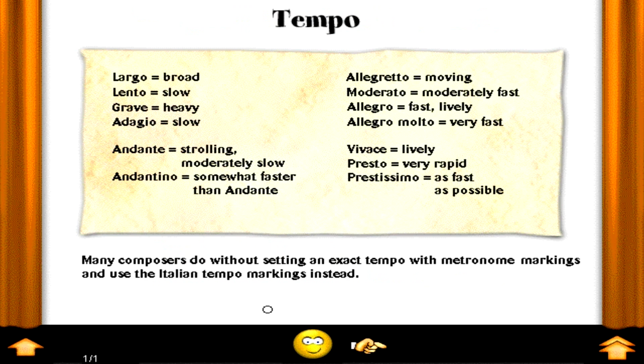Many composers do without setting an exact tempo with metronome markings, and use the Italian tempo markings instead: largo, lento, grave, adagio, andante, andantino, allegretto, moderato, allegro, allegro molto, vivace, presto.